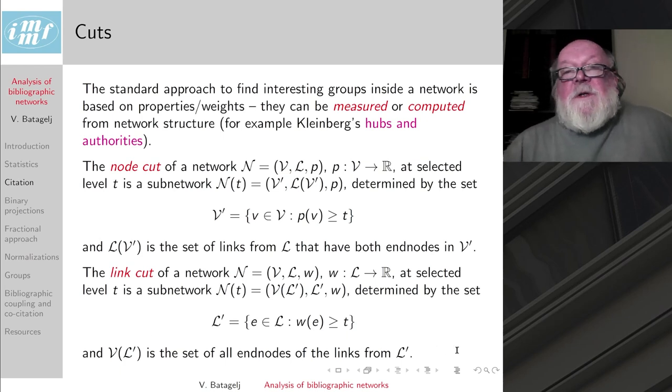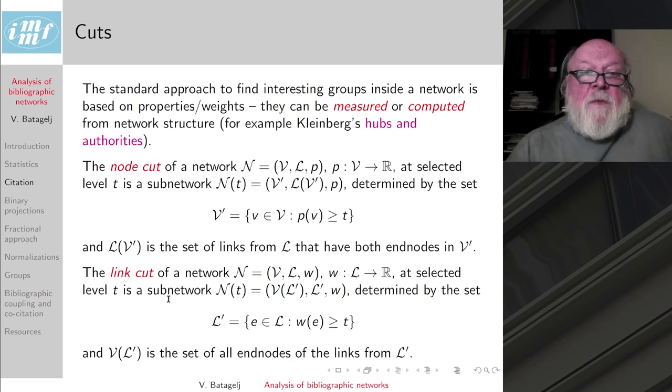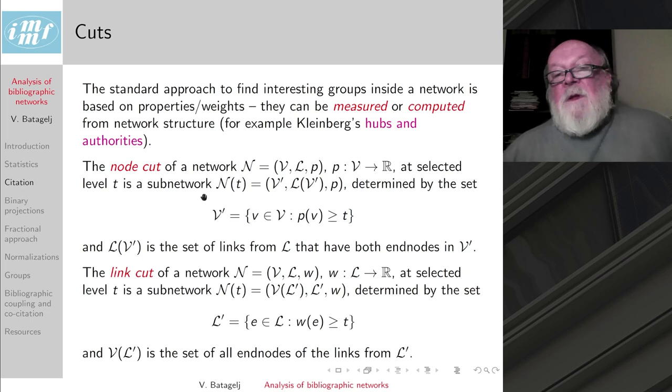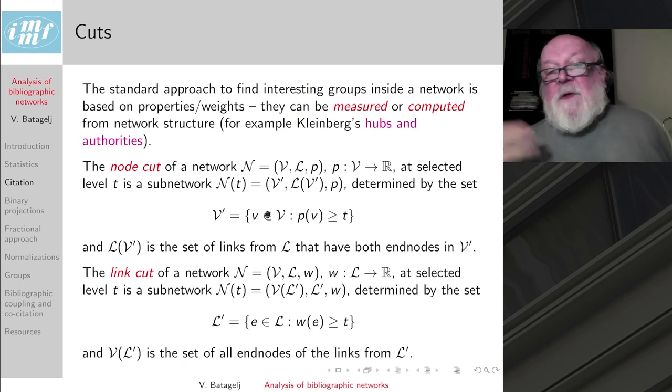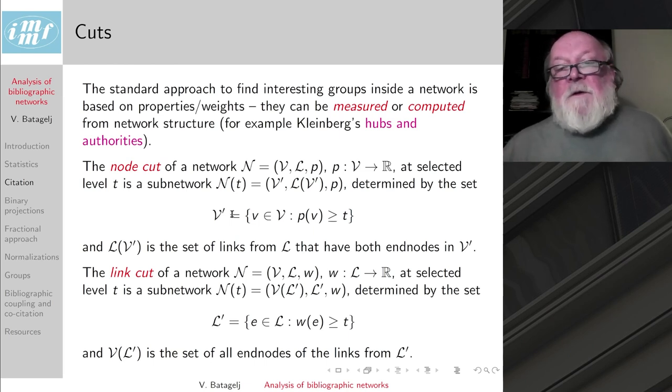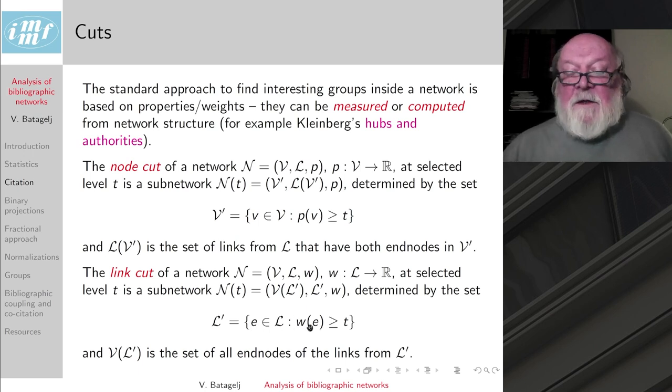And now, what we are usually searching for are the important parts in this network with respect to the property that we computed. This can be done in different ways. One is using so-called cuts. Cut means that if I have a node property, then I preserve only nodes that have the corresponding value larger than a selected threshold. And the same for the link cut: if I have a weight, I preserve only links that have the weight larger or equal to the selected threshold.